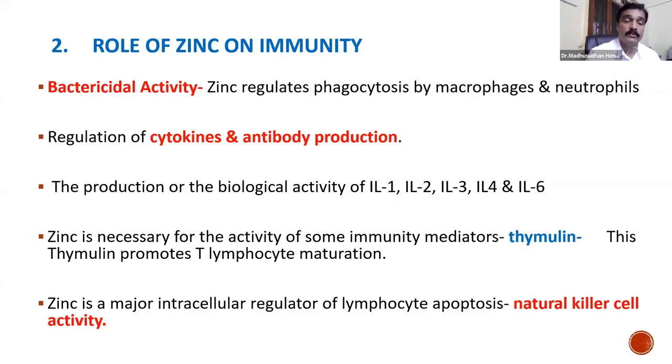And zinc also has a role in the biological activity of interleukins. Zinc is necessary for the activity of some of the immunity mediators like thymulin. This thymulin promotes the T lymphocyte maturation. And zinc is a major intracellular regulator of lymphocyte apoptosis. That is the natural killer cell activity.